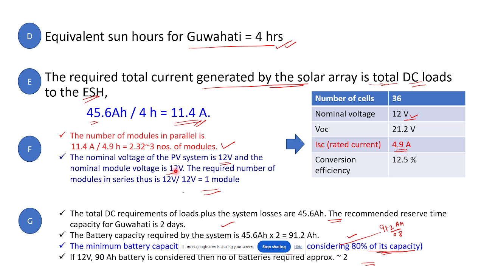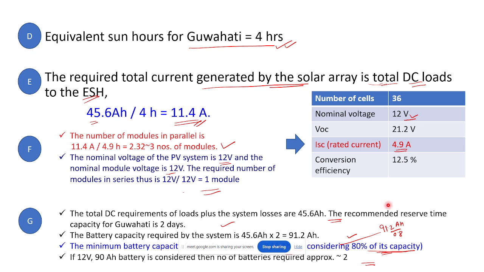If you want to know the number of modules in series, you talk about the voltage. If you want to know the number of modules in parallel, you talk about the current. So if this is your required current and the rated current of your module is 4.9 ampere, you divide this number by 4.9 ampere, which corresponds to three modules. I hope it is clear how the number of modules in parallel and series are calculated for a particular load requirement and your particular rated module system.